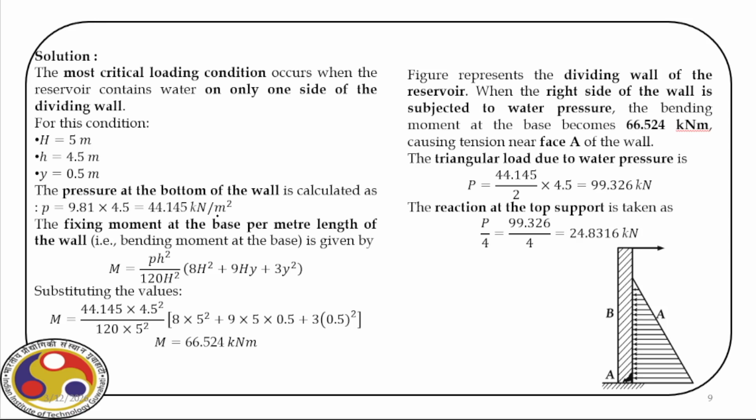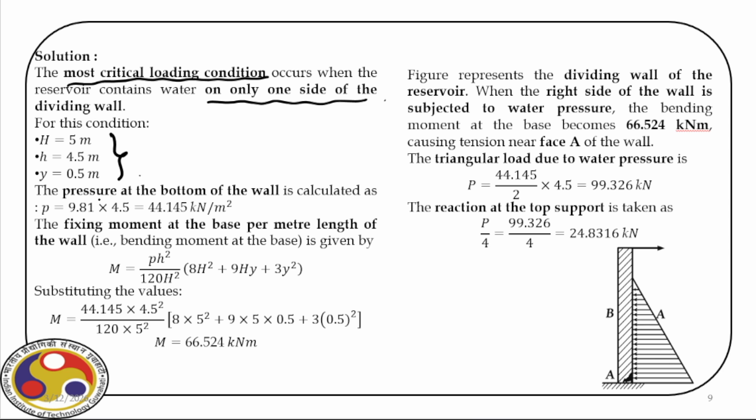Okay. So for this case, let us first identify the most critical loading condition. It occurs when the reservoir contains water only on one side of the dividing wall. Because if you have water on either side, that will counterbalance depending upon the height of water on either side. So for the worst case, let us consider one side is having water, the other side is empty, so that the full water pressure is acting.